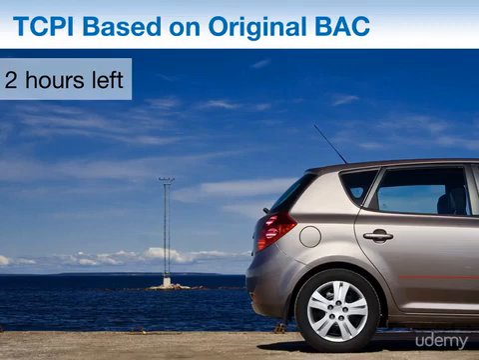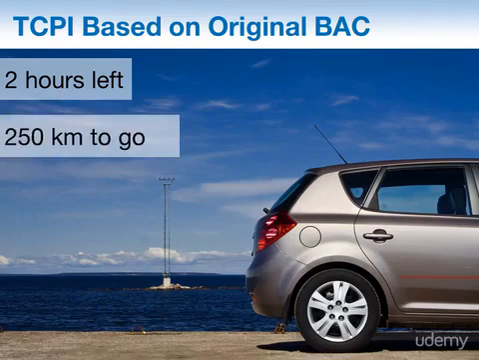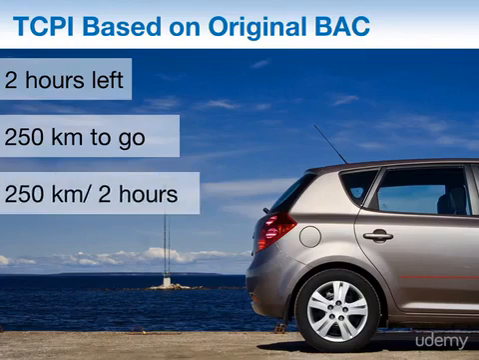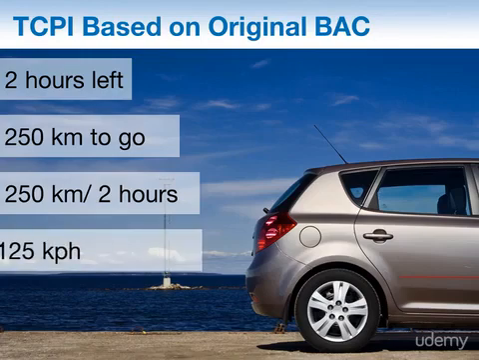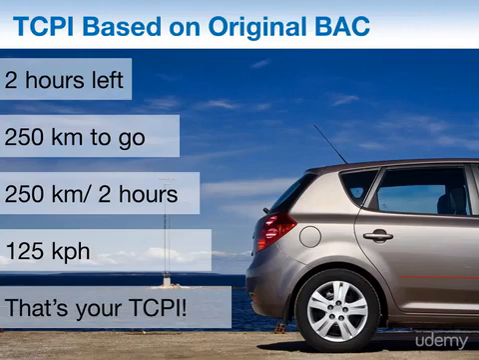There are 550 kilometers less 300 that you've already driven, which means there are 250 kilometers to go on your journey. That means you must drive 250 kilometers in 2 hours, or you need to have 125 kilometers per hour on average so that you arrive there on time. So your TCPI based on your original estimate is 125 kilometers per hour starting right now.